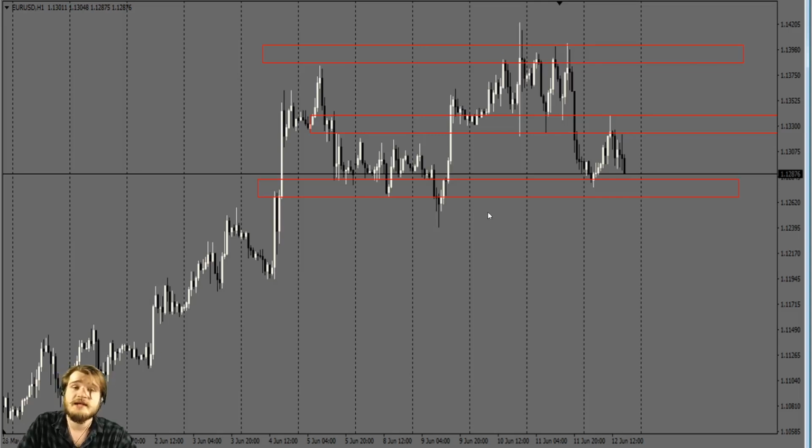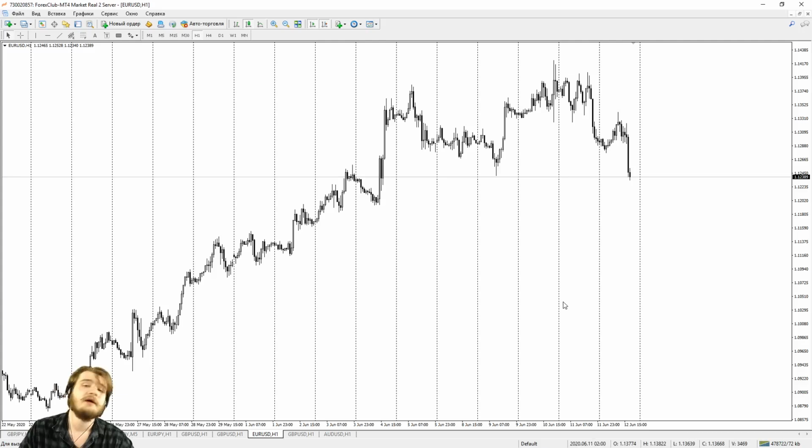Okay, so that's how you do it in theory. Let me show you how you do it in practice. Let's open up a chart right here. This is euro dollar. Let's remember, first thing you do, you zoom out. As you can see here, it's all nice and big. Everything's clearly seen. H1, euro dollar. The second step is drawing the strongest, most obvious levels.